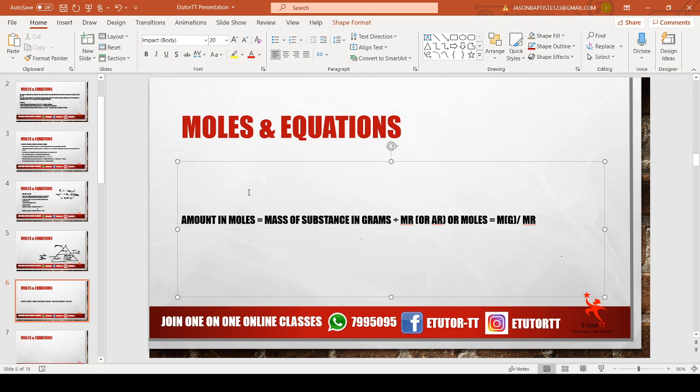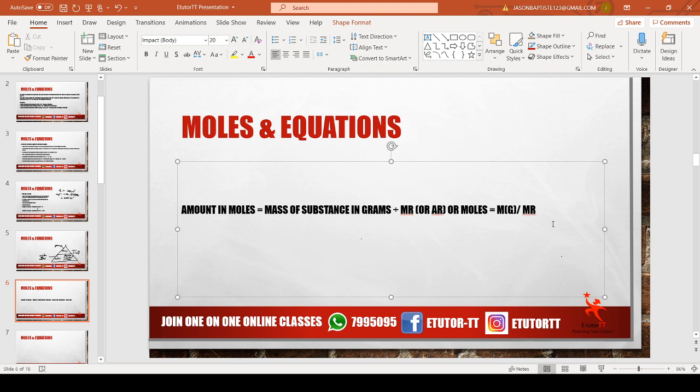Now if we were to switch up this equation, we're trying to get mass in grams, right? So we'd have amount in moles multiplied by, because we're bringing that across, the RMM, and that would give us the mass in grams. So let's work an example here for this one. Let's find the mass for sulfuric acid.